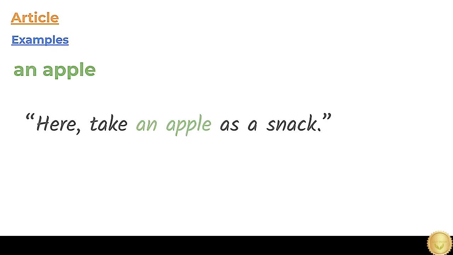An apple. So here we've got an example of a noun starting with a vowel, so we use an. Here, take an apple as a snack. So maybe there are many apples and we're just taking one. It's not a specific apple. It's just a general apple here.